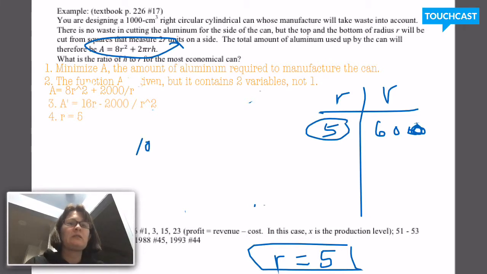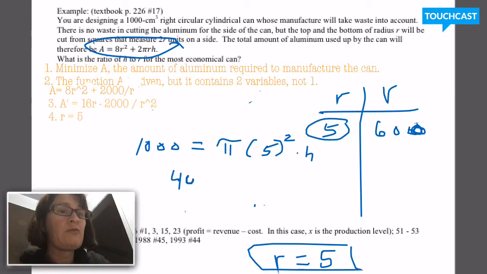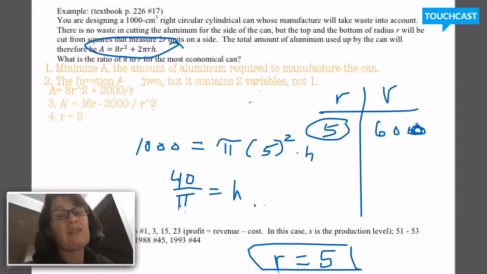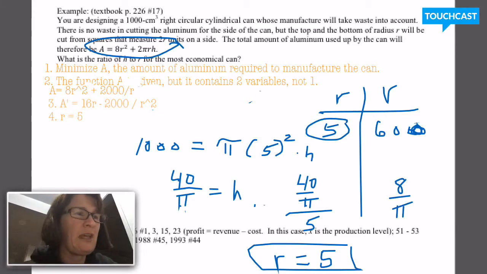Well, remember that 1,000 was equal to pi times R squared times H. We know R is going to be 5. Can divide both sides by 25 pi. I'm going to get 40 over pi equals H. So to answer their question, I'm going to make the ratio H to R. So that's 40 over pi over R is 5. So that's equal to 8 over pi. Or I think in the back of the book they even said 8 over pi to 1, which means the same thing. There you go.